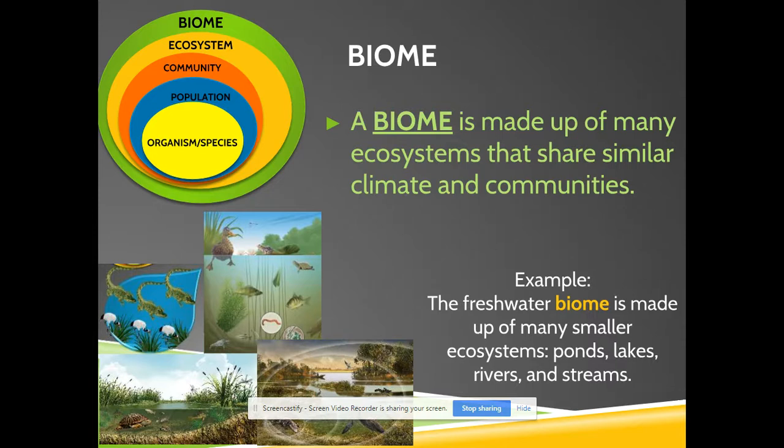So the example here is a freshwater biome, which is made up of many smaller ecosystems, such as different ponds, or lakes, or rivers, or streams. And since those different ecosystems share similar types of animals and plants, or similar abiotic factors, they fall under the same umbrella of the biome, freshwater biome.